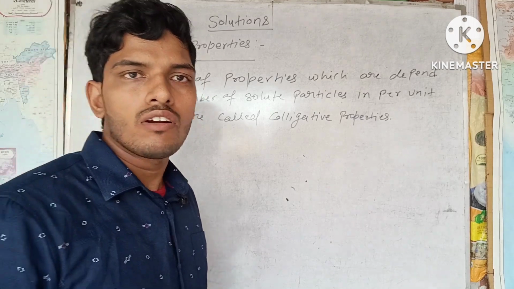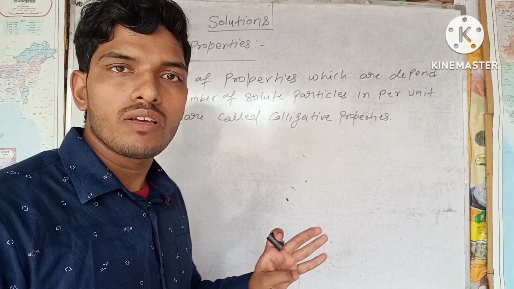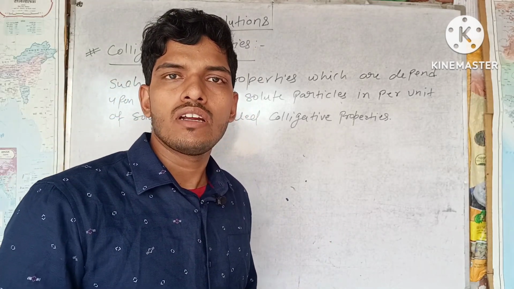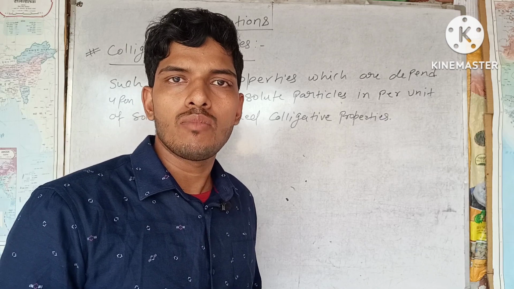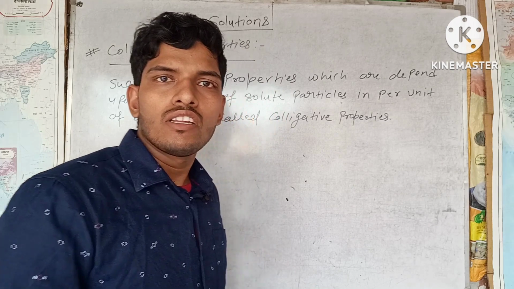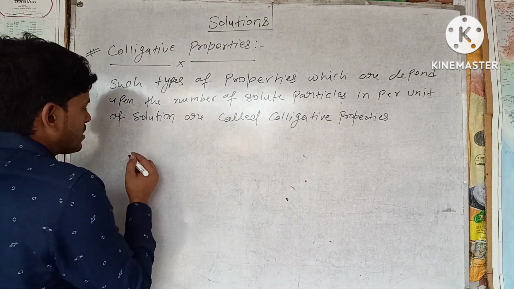Now I am telling you the types of colligative properties. Basically there are four types. The first one is relative lowering in vapor pressure. The second one is elevation in boiling point. The third one is depression in freezing point, and the fourth one is osmotic pressure. So here I am writing all those properties.